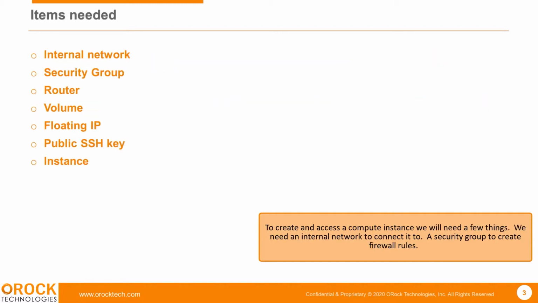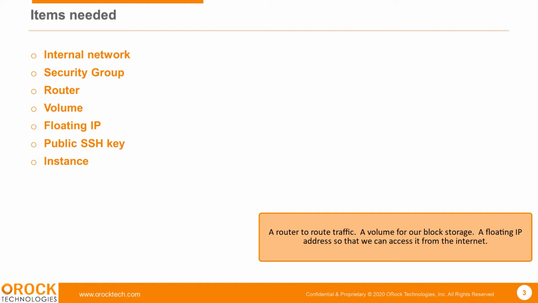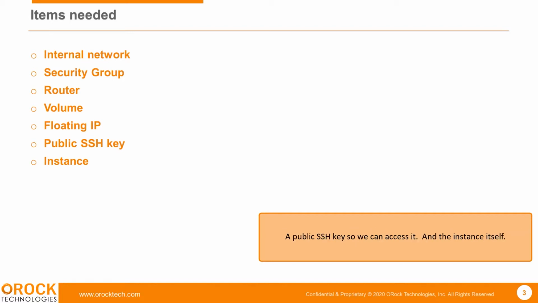To create and access a compute instance, we need a few things. We need an internal network to connect it to, a security group to create firewall rules, a router to route traffic, a volume for our block storage, a floating IP address so that we can access it from the internet, a public SSH key so we can access it, and the instance itself.